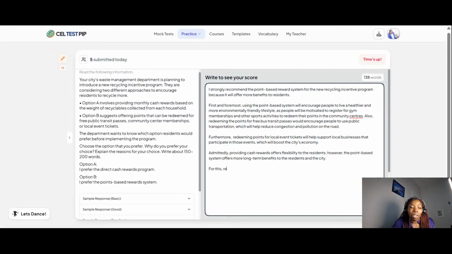For these reasons, I support the adoption. Sorry, I don't want to use "I" again, I strongly recommend. You see how I look up what I use, and I try to avoid it again. I support the adoption of the point-based reward system.